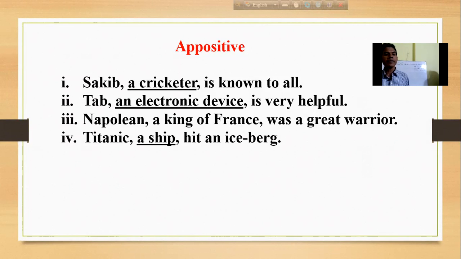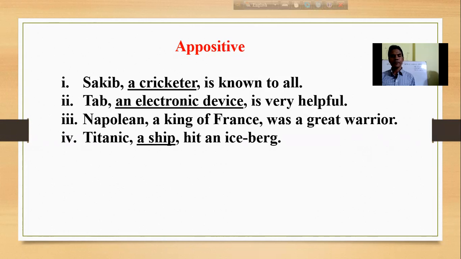Tab. What is tab? An electronic device. An electronic device, another noun phrase, gives extra information about the preceding noun tab. So an electronic device here is used as an appositive, and as it takes place after that particular noun, it's a post modifier. Napoleon. Who is Napoleon? A king of France. It's a noun phrase that gives extra information about that particular noun, Napoleon. So it's a modifier, and as it takes place after that noun, it is called a post modifier.